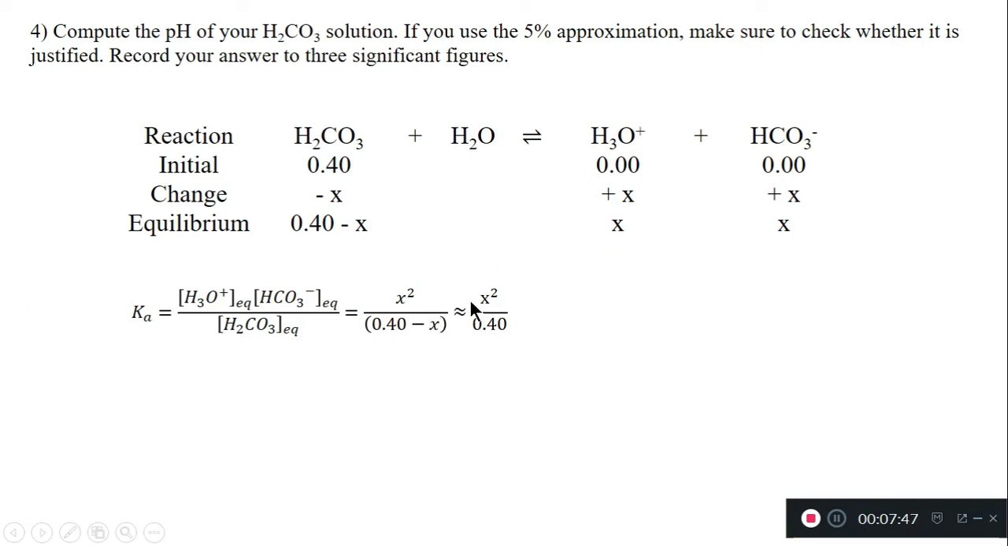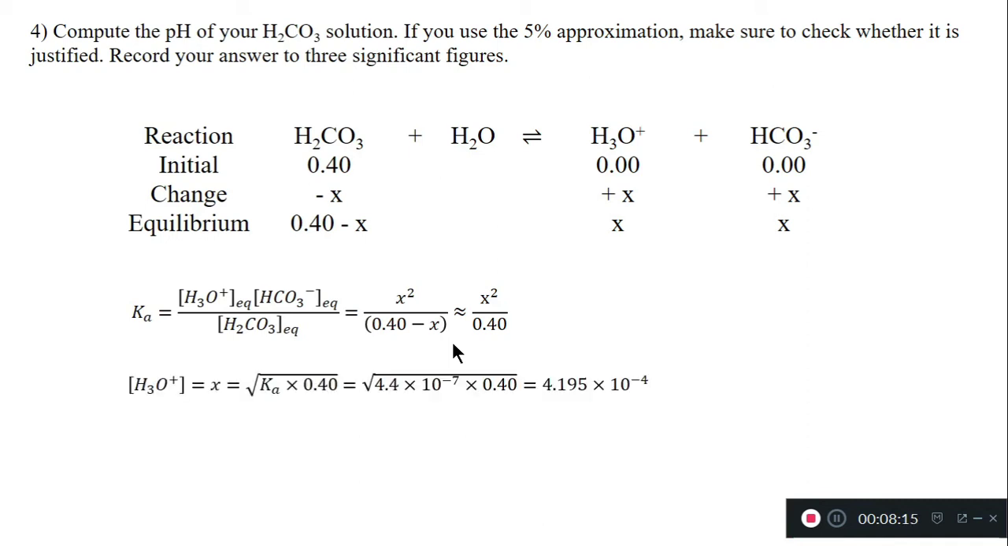So here is where I'm going to make the 5% approximation, or the weak acid approximation. We're saying that this is a weak acid. It only slightly dissociates. That means X is small. And if X is much smaller than 0.40, then essentially the value of this is going to be 0.40. So I can make that assumption, try it out, and then when I'm done, I'm going to actually see, is X actually less than 5% of 0.40?